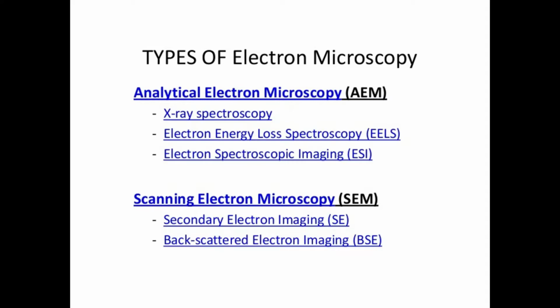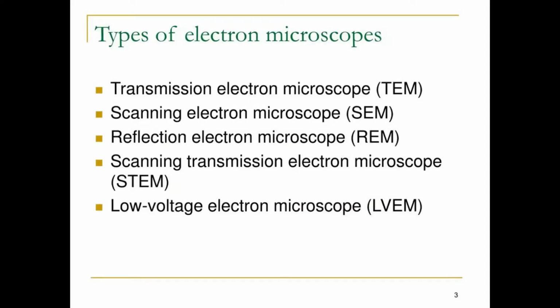So there is secondary electron imaging, SE, and backscattered electron imaging, BSE, and we will see in upcoming slides how we use these two in our imaging process with scanning electron microscope machines. Other types of electron microscopes are TEM, SEM, REM, STM, and the low voltage electron microscope. Depending upon the application we can choose, and also on the equipment cost, etc.